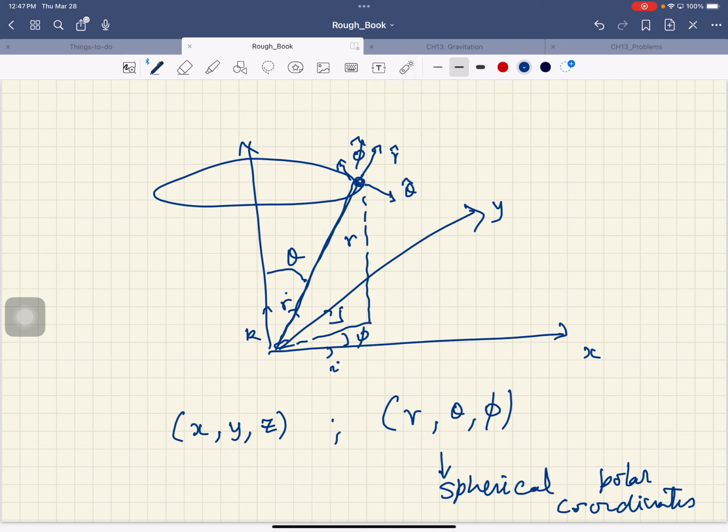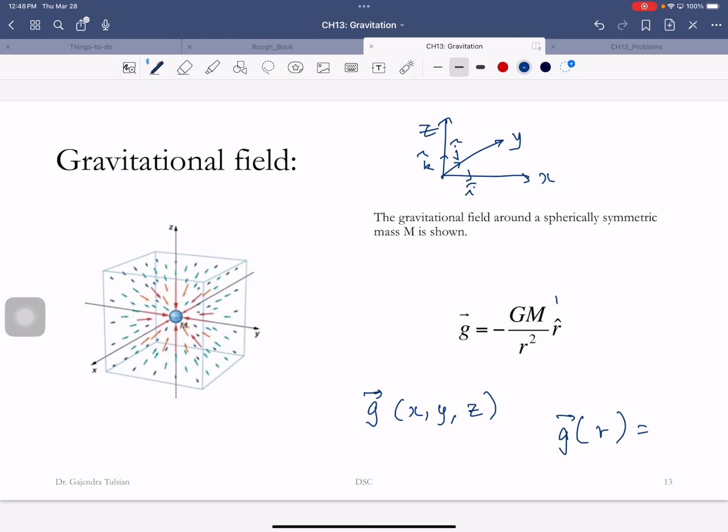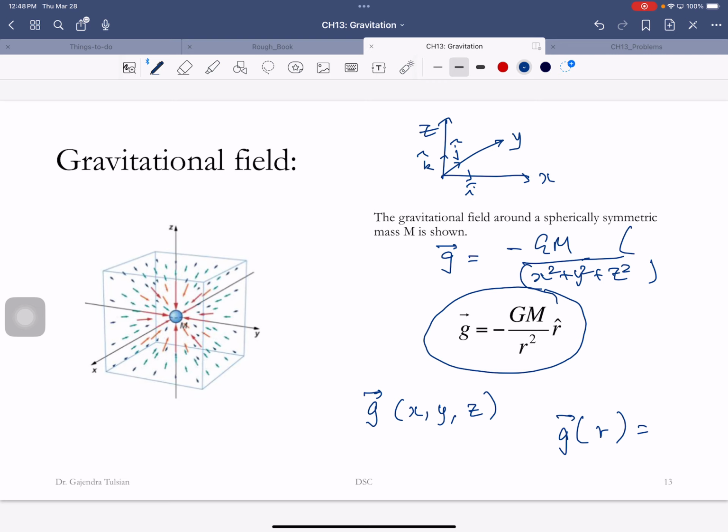So why do we have different coordinate systems? They're different languages. So for instance, if you're trying to solve a problem like this gravitational field, this kind of problem is good to solve in spherical polar coordinates. Let me write that in Cartesian coordinates: minus GM over x squared plus y squared plus z squared. r hat will have to be sine theta cosine phi i plus sine theta sine phi j plus cosine theta k.